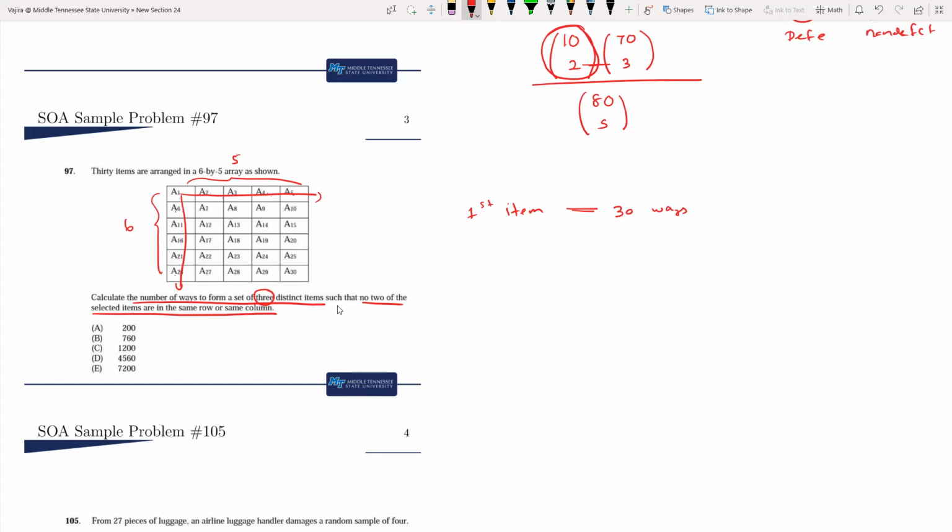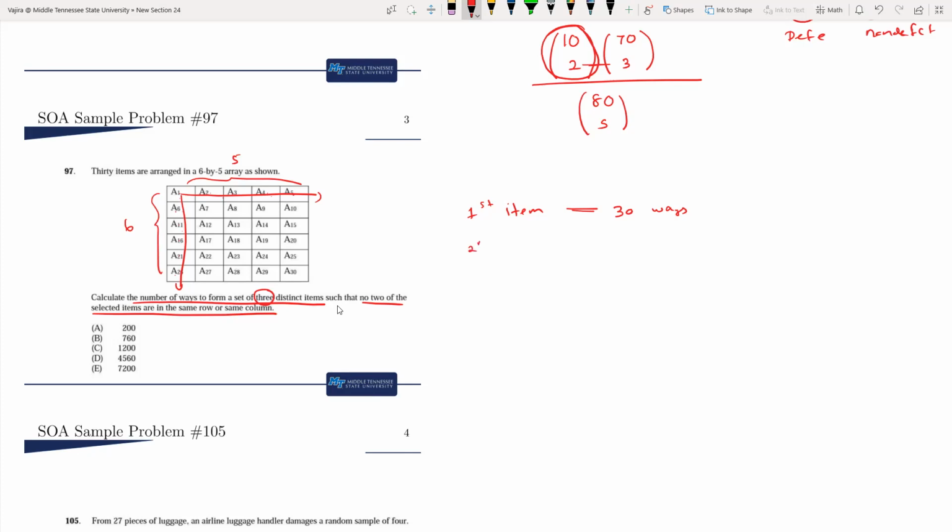So I had to leave those and then choose the other cells. Remember that it should be no two in the same row or same column. So they cannot be in the same row or same column. So how many are there? Then I have only 20 left.